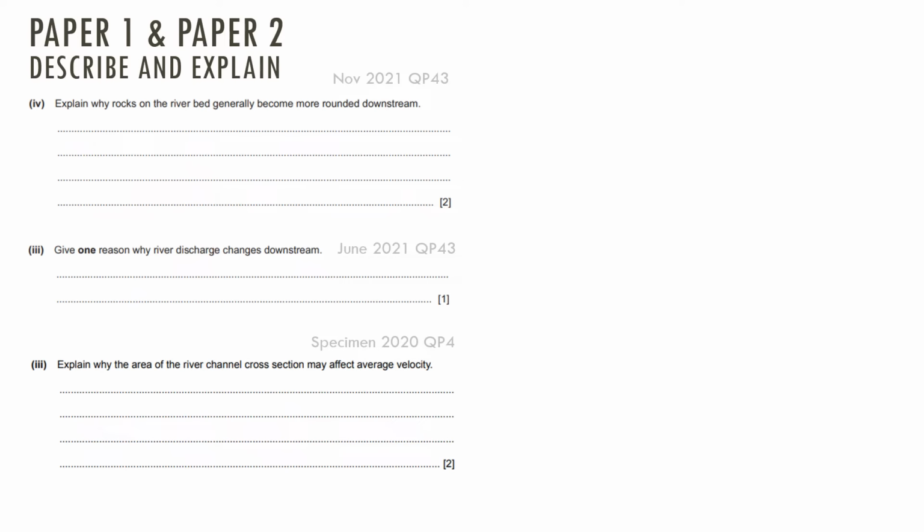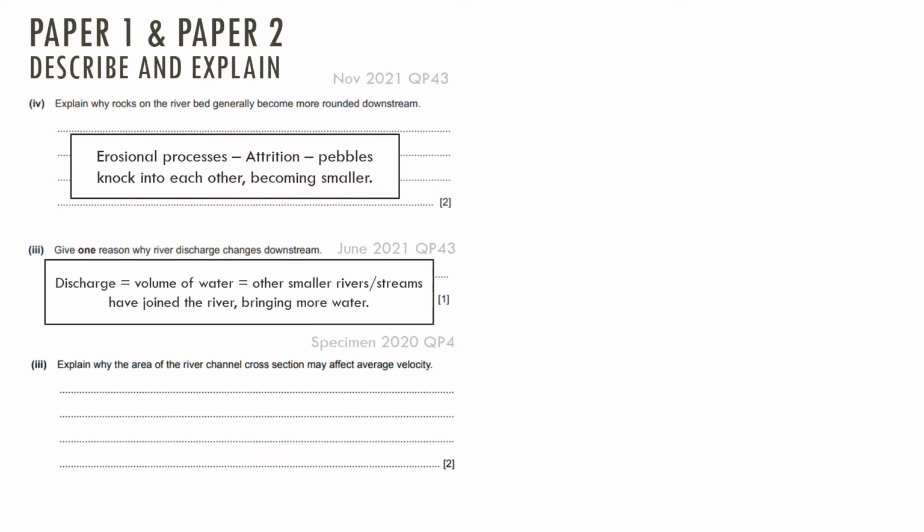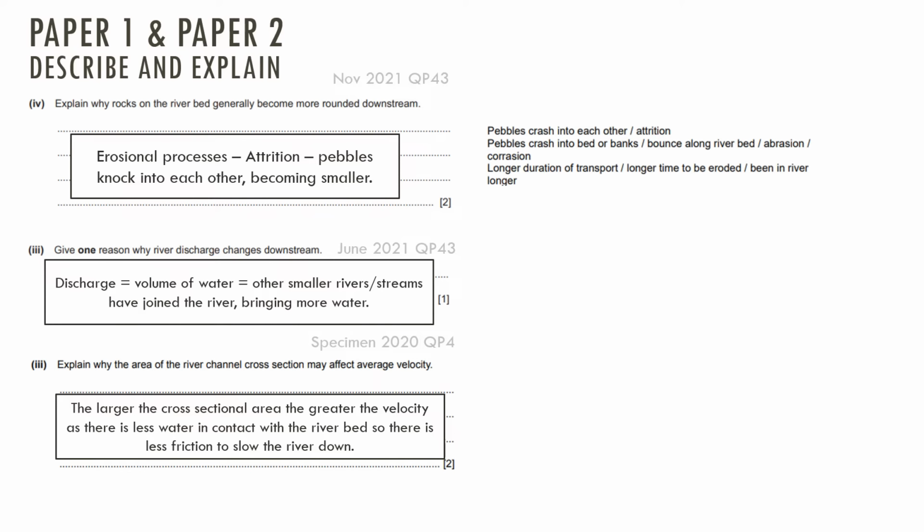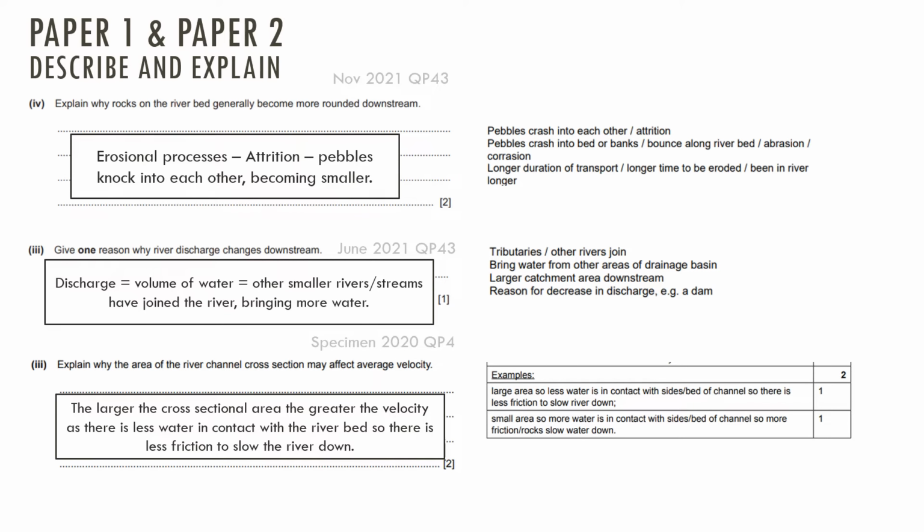Again, it requires you to think about why sediment should become rounder or why the discharge should change. And so again here, I've put some various comments based on the mark scheme for you. So again, look at your notes, include them in your revision, look back at paper 1, paper 2, and have a clear understanding of why river characteristics change with distance downstream.